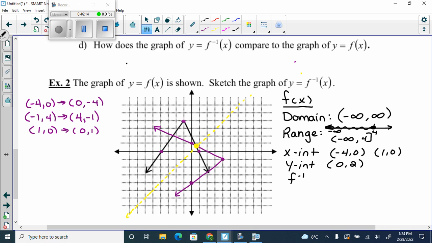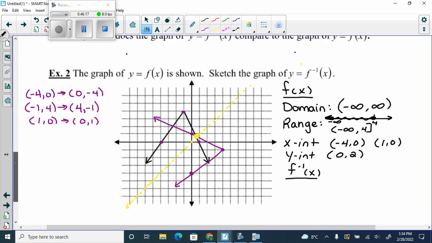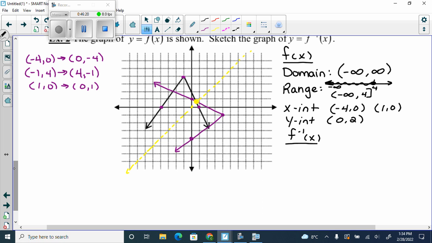Okay, if I do f inverse of x, I'm not even going to look at the graph at all. I'm just going to look at these. So if my domain is negative infinity to infinity, what's that going to be on my f inverse? My domain becomes my range, and my range becomes my domain, because your x's and y's swap. So, if my domain is negative infinity to infinity, my range is going to be negative infinity to infinity. Which makes sense, because this is going down forever and up forever. Right? My range is negative infinity to 4, so my domain is going to be negative infinity to 4, square bracket.